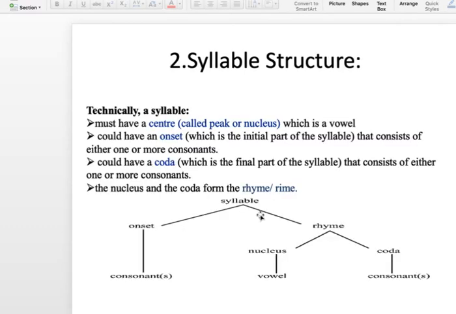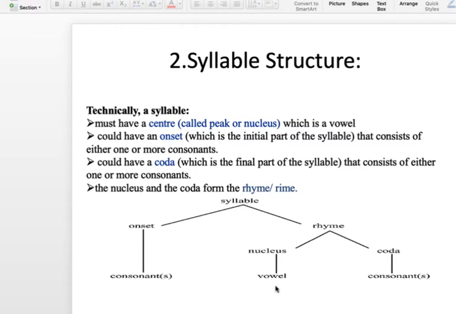So the structure goes like this. The whole syllable can be shown in a tree diagram. It has 2 branches, or it can be divided into 2: onset and rhyme. Onset and rhyme. So the rhyme has 2 parts. One is called the nucleus, that is the vowel, and the other part is called the coda, after the vowel. Actually, there are 3 things: consonant C, V, C. Within brackets, this C, and this C also within brackets. So the vowel is in the center. This is the onset, this is the coda, and this is the vowel.